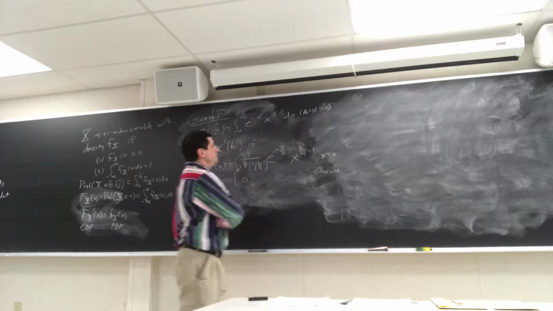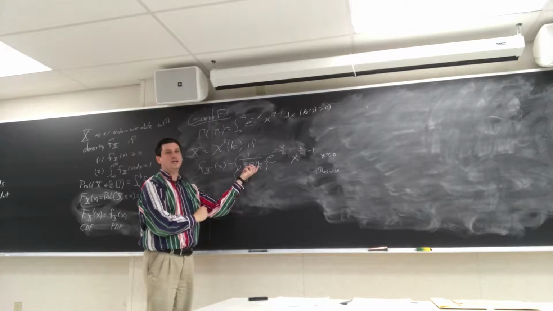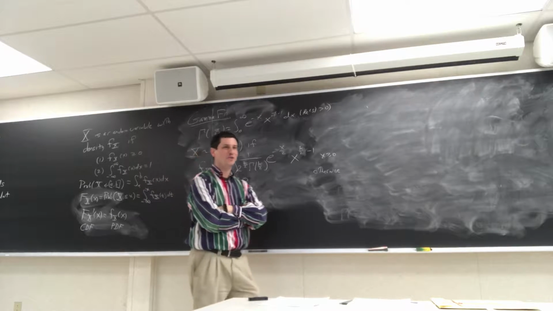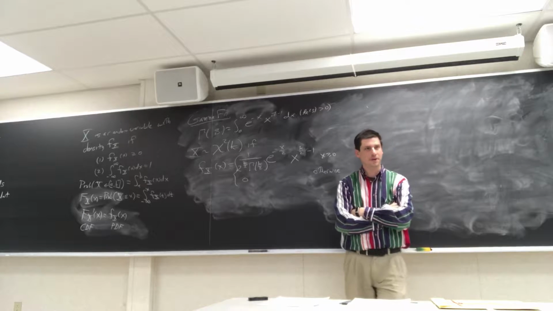Because unfortunately, there's a lot of different ways you can define things. If you look at this, everything seems to be depending on k over 2. Why don't we call it a chi-squared random variable with k over 2 degrees of freedom? It turns out it's more useful to look at it as a function of k.